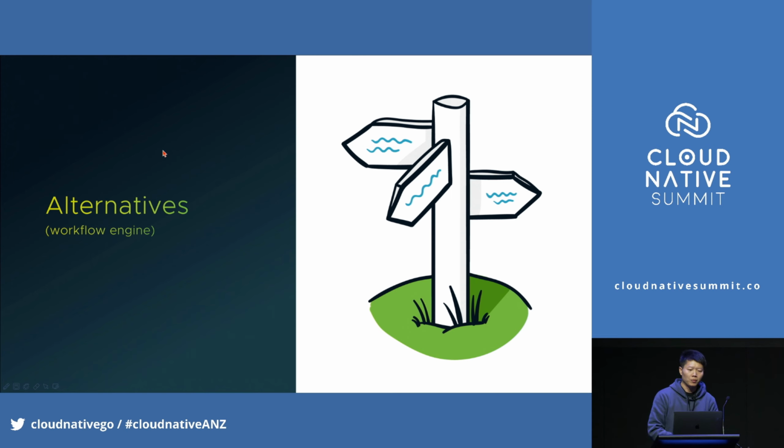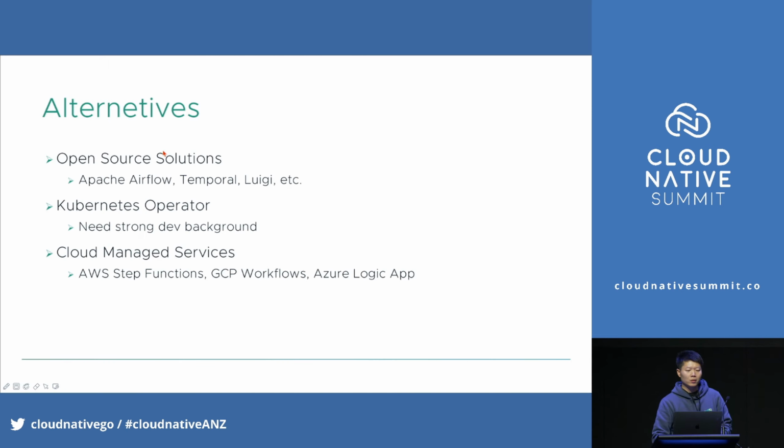We are running out of time, unfortunately. So actually, the next slide is going to be a look at alternatives, because we know that Argo Workflow is definitely not the only option in the market. So there are many other alternatives. I just group those alternatives into 3 categories: either open source solutions or a Kubernetes operator, and also you have the choice to use cloud managed services. There are many open source solutions out there, especially Apache Airflow, which is very, very popular in the workflow engine field.